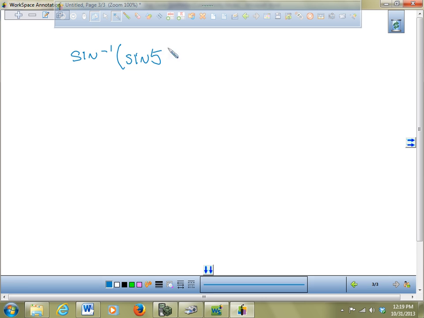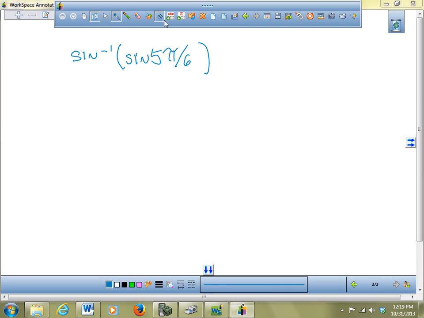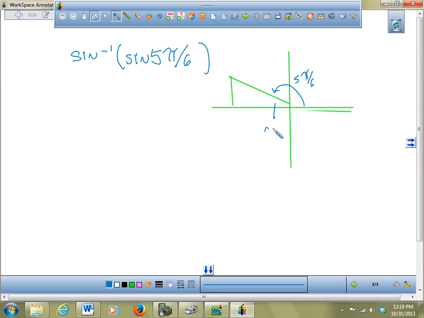Whoa. And this is where you really have to think about your unit circle and the domain and the range, or the range of the inverse trig functions. All right? So where is 5 pi over 6 from your... no, it's not in the fourth. It's the second quadrant. Okay. So this is 5 pi over 6, right? Which makes this angle here pi over 6.